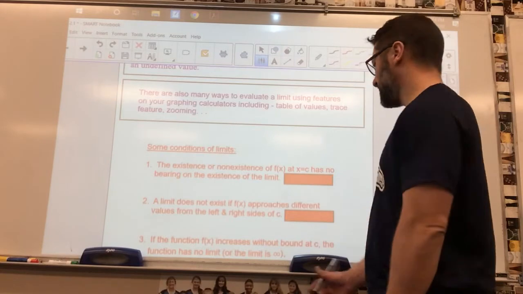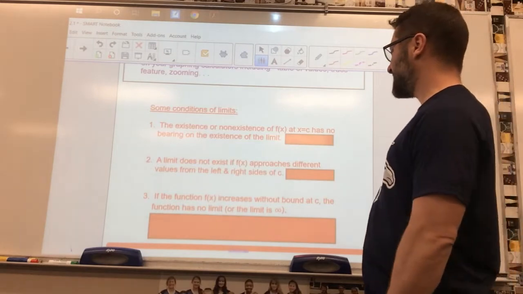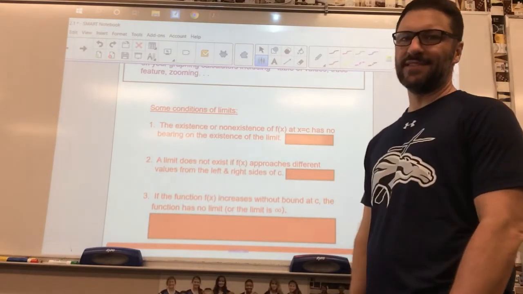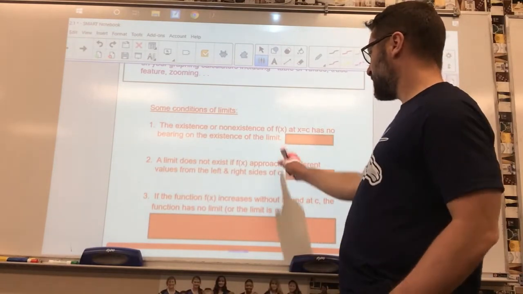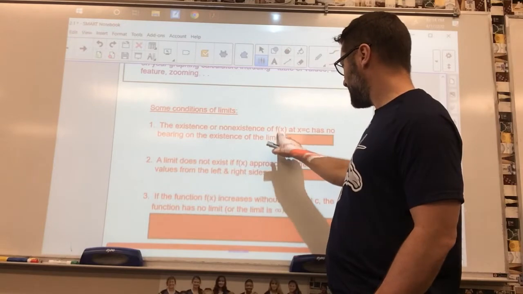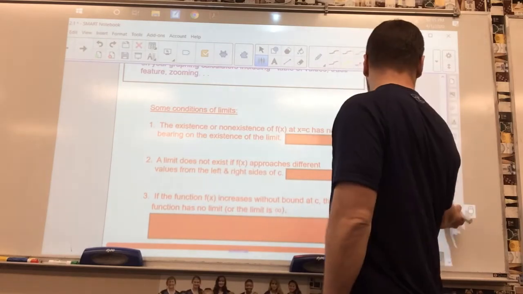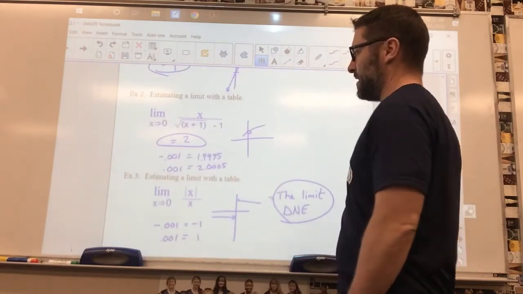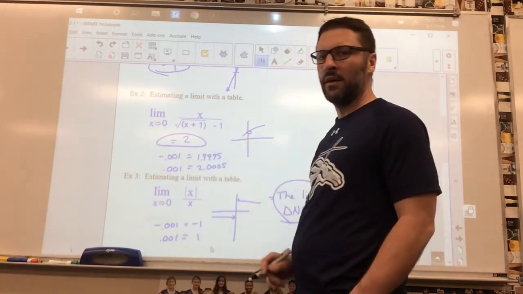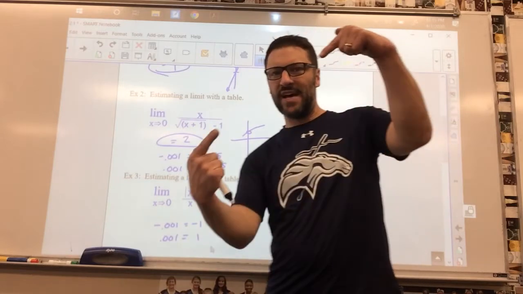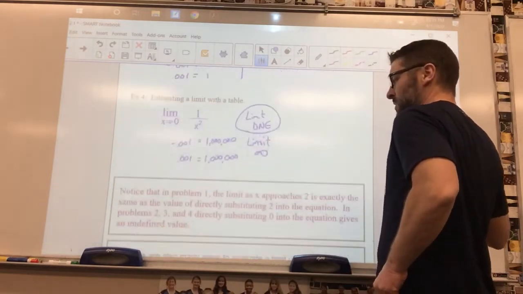So some conditions of limits. Number 1, the existence or non-existence of f of x at x equals c has no bearing on the existence of a limit. Well, that's Greek. Even if the graph exists or doesn't exist at the specific number, it doesn't necessarily mean there won't be a limit. That was like the example right here. This graph had a hole at 0, but we still got a limit because on each side of the hole, we were getting closer and closer to 2. Okay? That's number 1.